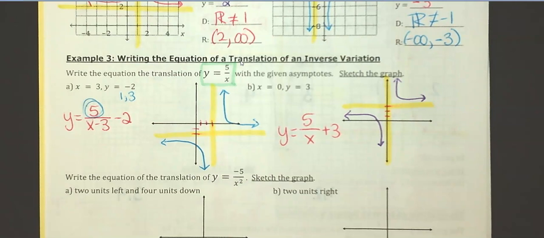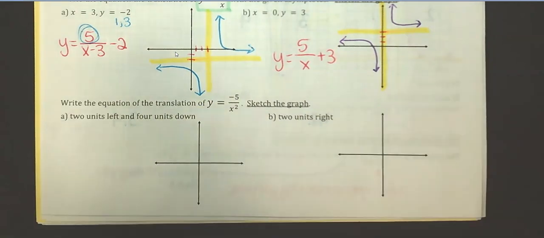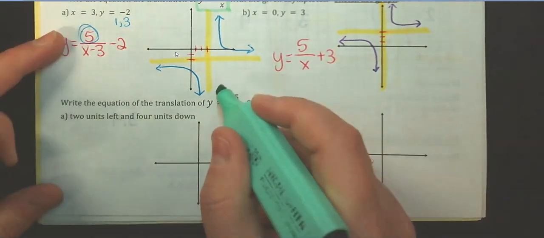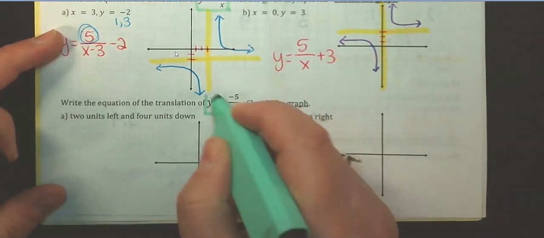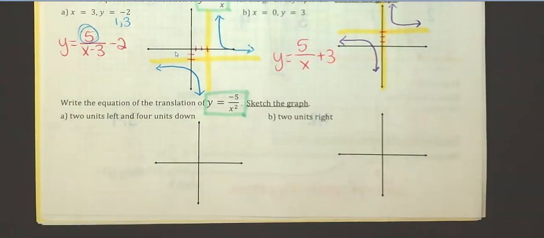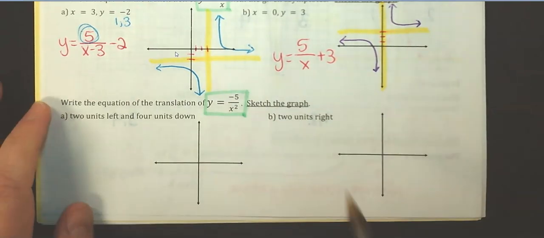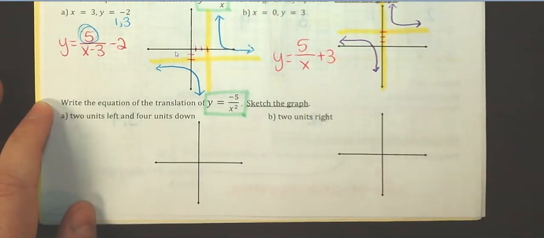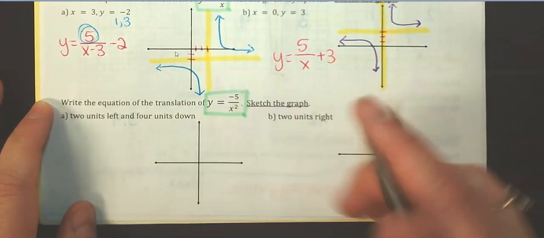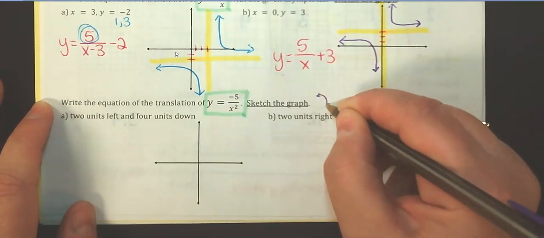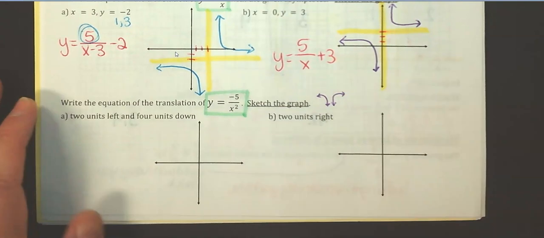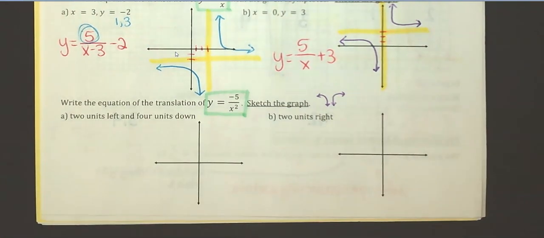Okay, now the other one I have here at the bottom, this is what we did today. So this says we're going to translate y equals negative 5 over x squared. Okay, so automatically, because I have a negative 5 and I have an x squared, I know the x squared is going to make the branches go the same direction. If it's negative, then both of these graphs should have my branches so they point down. We're just going to manipulate these based on what they give us, in the directions.